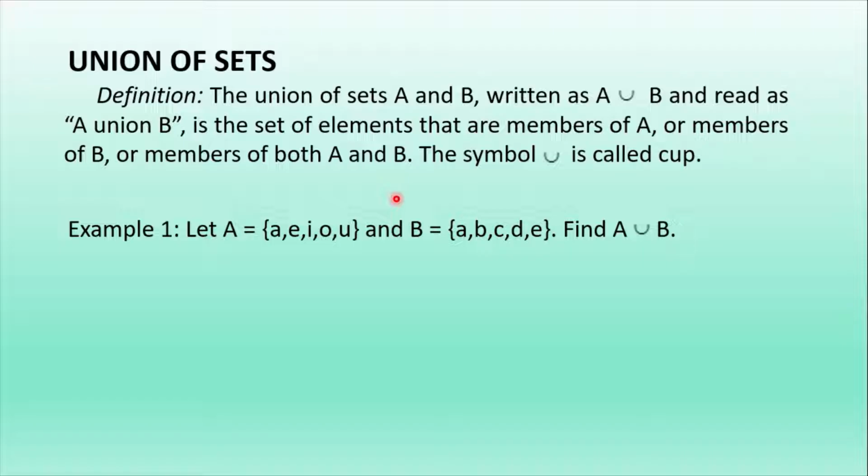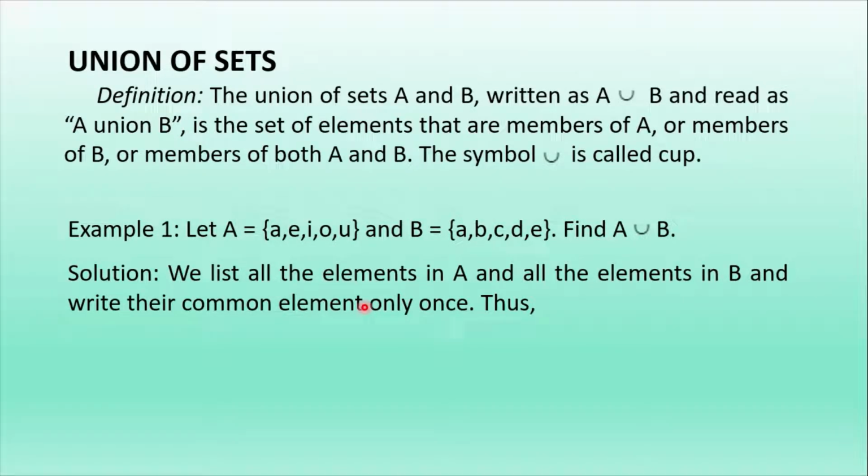So suppose we have sets A and B, and the elements of set A are A, E, I, O, U, and the elements of B are A, B, C, and D. So we're going to find the union of sets A and B. Okay? So we just have to list all the elements in A and all the elements in B and write their common element or elements only once. Okay, take note: pag may magkaparehong elements, kailangan lang nating isulat ng isa.